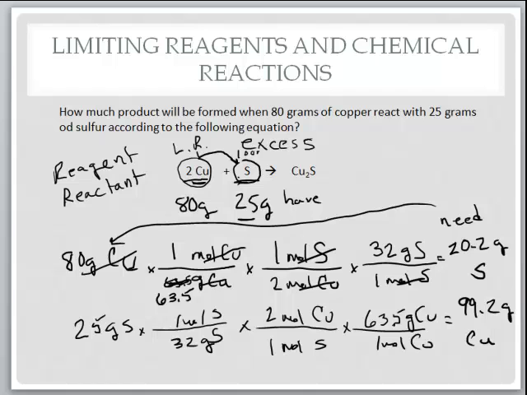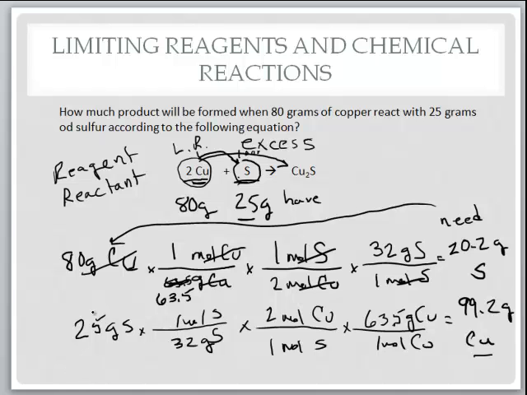So that means I would need 99.2 grams of copper. Well, I've only got 80 grams of copper, so I don't have enough copper, so that verifies that that's the limiting reagent, and the other one is the excess reagent. So then what you do once you have the limiting reagent is you use it to calculate how much of the product you would want. So we would take our 80 grams of copper and do the math to calculate copper sulfide.